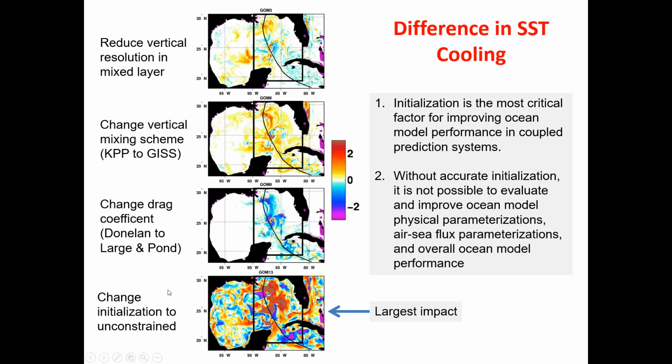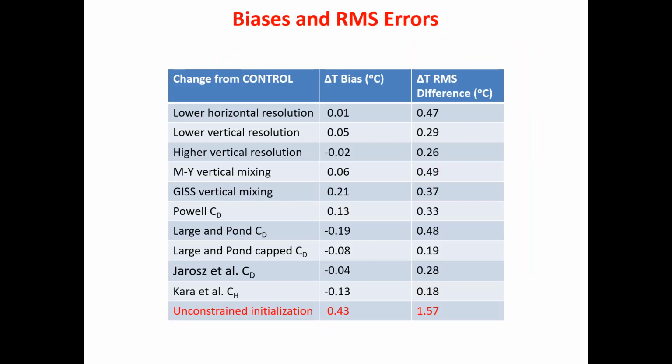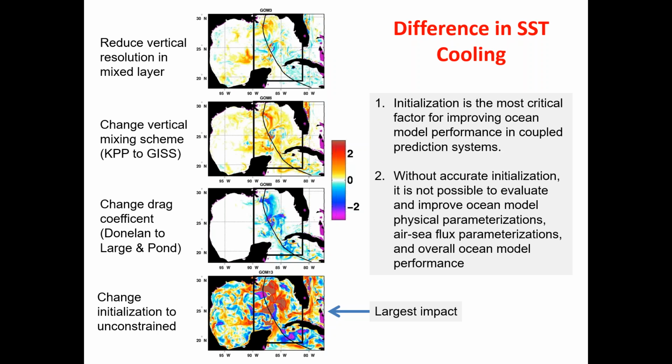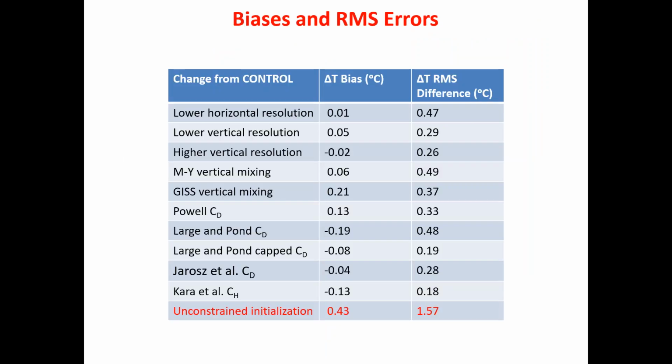Now, when we change the initialization from a realistic to an unconstrained model, you can see by far that had the largest impact on the SST cooling that was forced by the idealized Hurricane Ivan forcing. And just for completeness, this shows all of the cases, and on the bottom you see the results from unconstrained initialization. I should point out that these are averaged over that box shown there. By far, the bias in the cooling and the RMS difference in the cooling are much larger for the initialization.